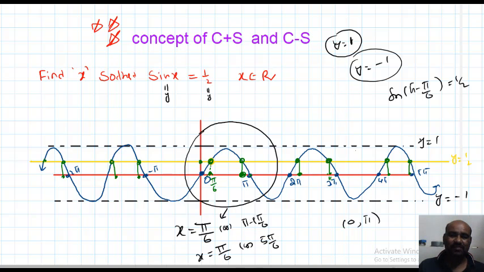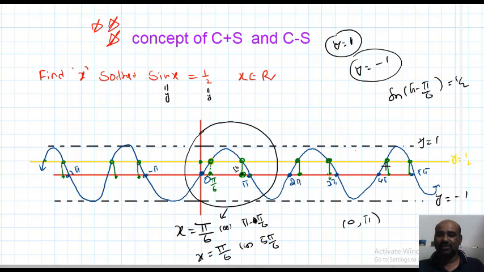Pi minus pi by 6, that is 5 pi by 6. So x equal to pi by 6 will satisfy, x equal to 5 pi by 6 satisfies. So this is pi by 6, and this is 5 pi by 6. Two values are satisfied in between 0 to pi.